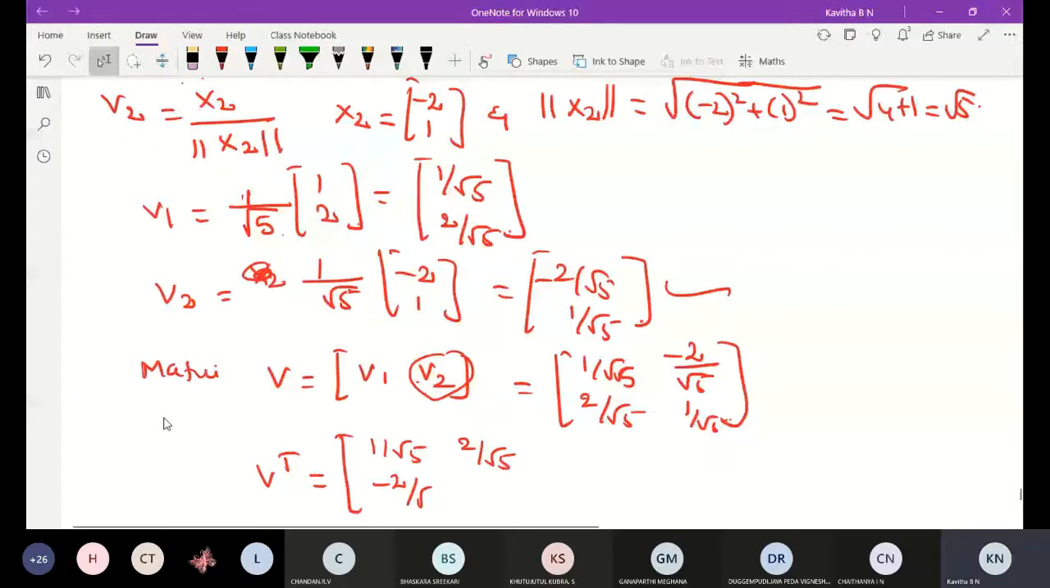Now, next we need to find the... write down this much.